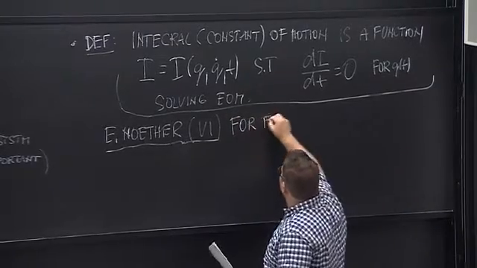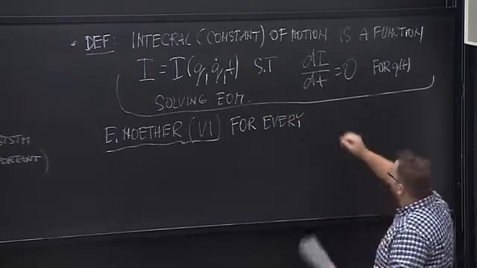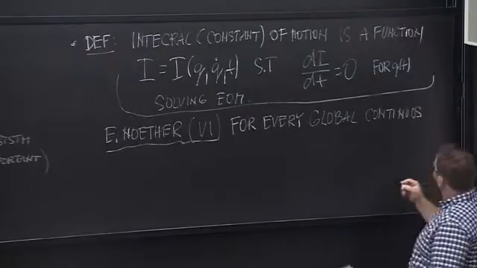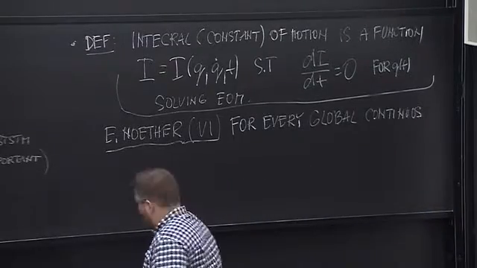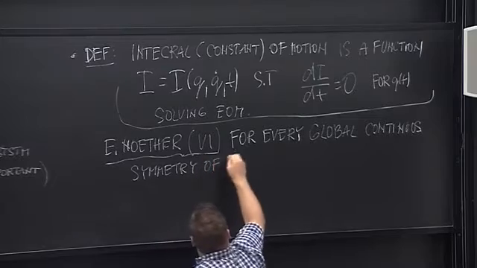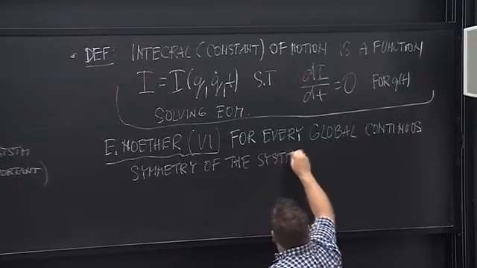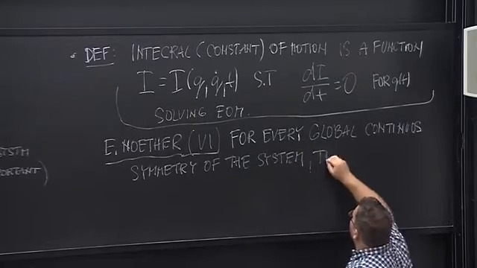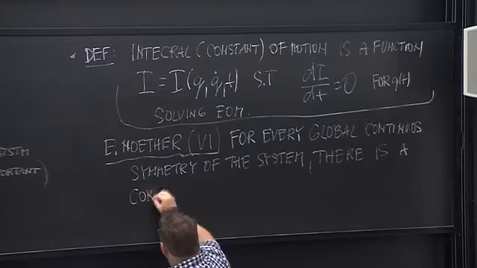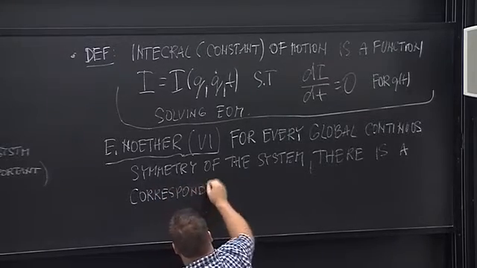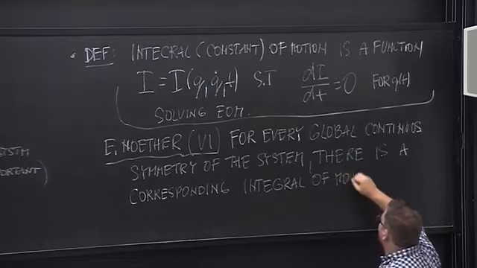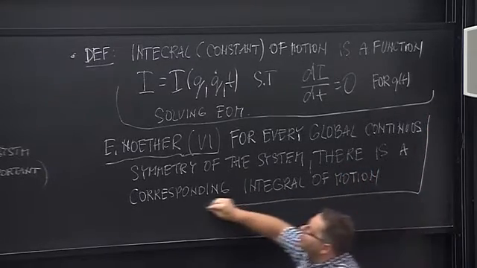So for every global continuous symmetry of the system, there is a corresponding integral of motion. Okay, so that's version 1 of Noether's theorem, the most general one.